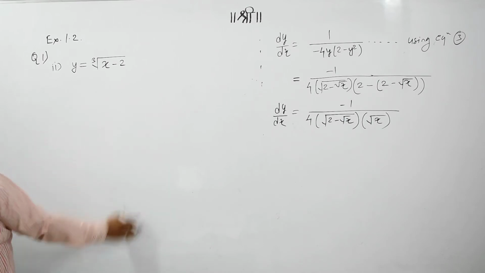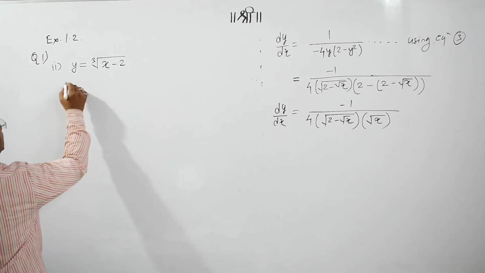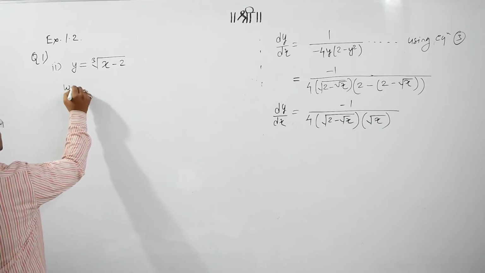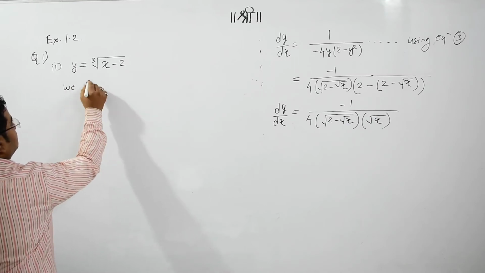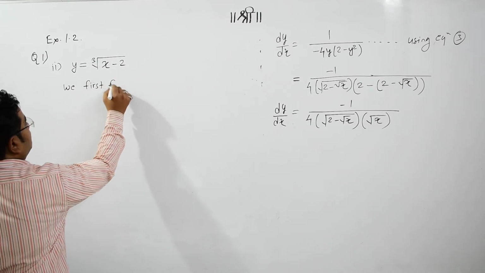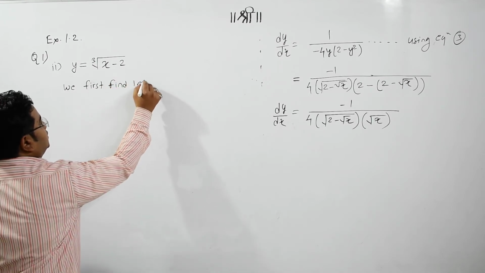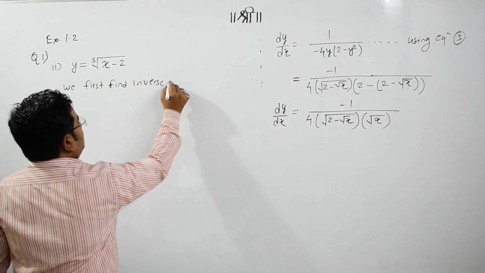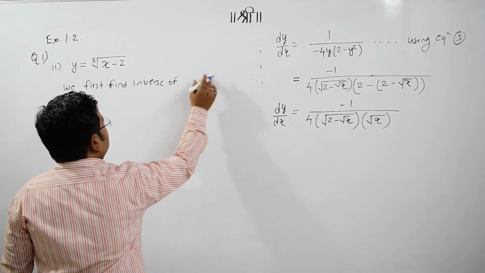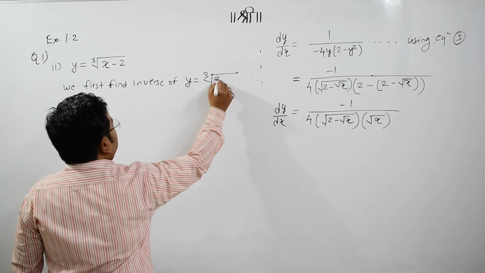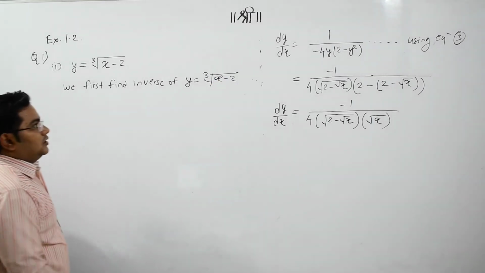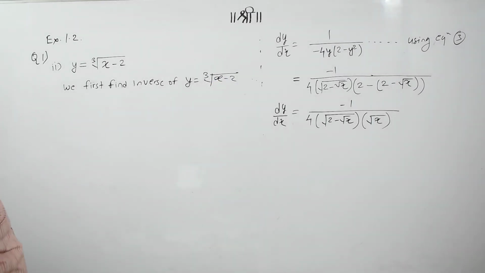Okay, so we can do it, but still we need to find its inverse. So we first find inverse of what? y is equal to cube root of x minus 2.